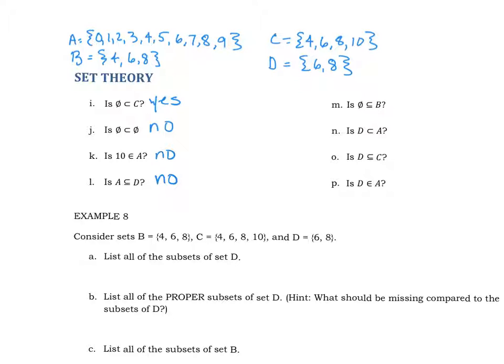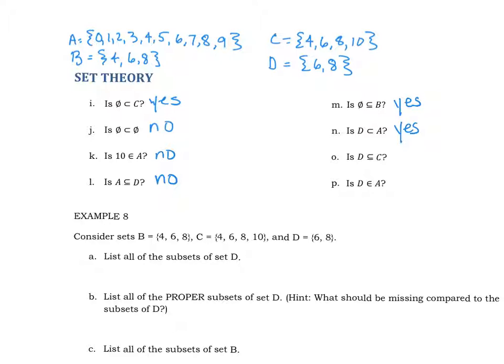Is the empty set a subset of B? Yes, I only have to look at B. The empty set is a subset of every set, including itself. So, yes. Is D a proper subset of A? Well, first of all, set D has fewer elements, so that's nice. And can I find 6 in set A? Yes. How about 8? So that is a proper subset.